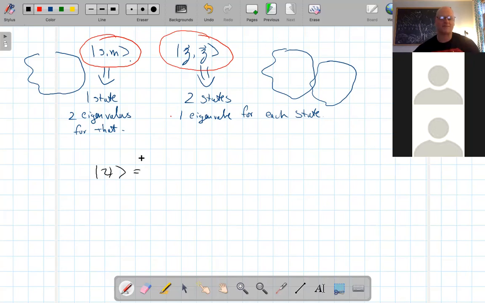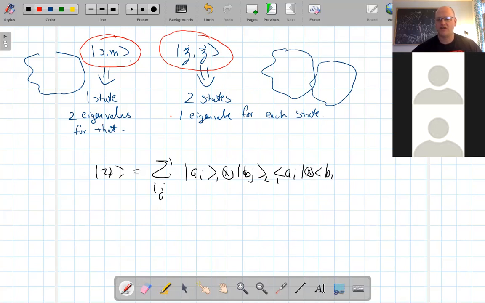So any general state can be expanded in terms of these 2 particle states, which basically means if I take this, I can now write this as a superposition over I and J of AI for particle 1 tensor product, let me write this the opposite direction, the way we're supposed to write it. So this is going to be AI for particle 1, tensor product with BJ for particle 2, times AI tensor product with BJ for particle 2, state psi.